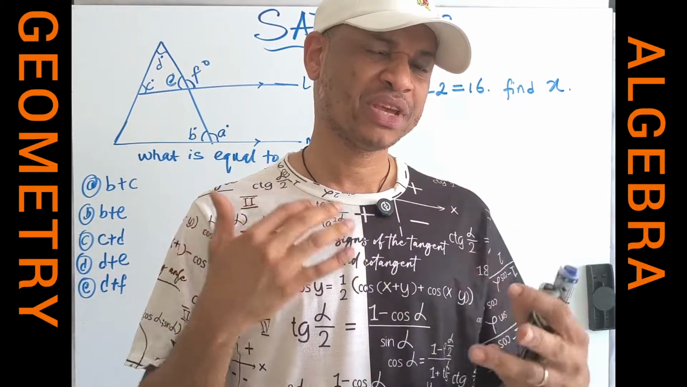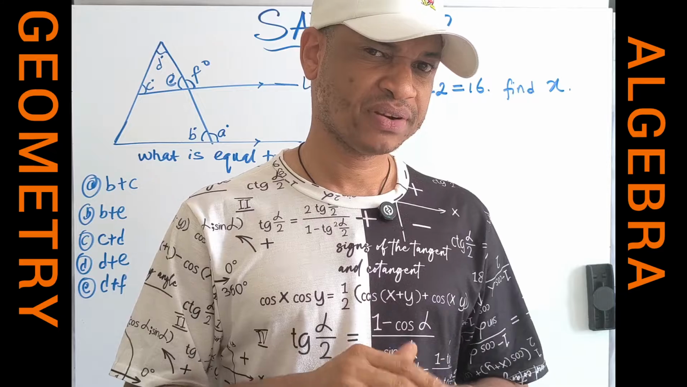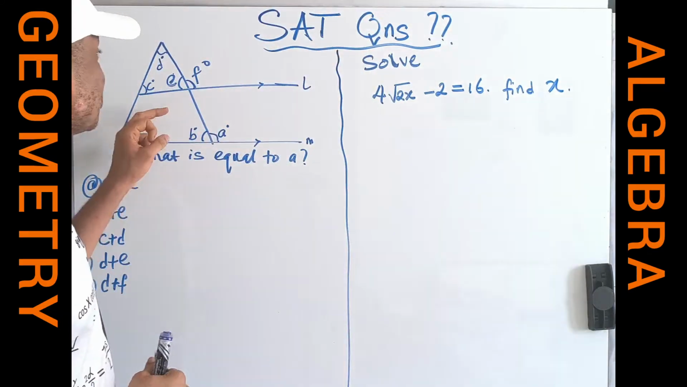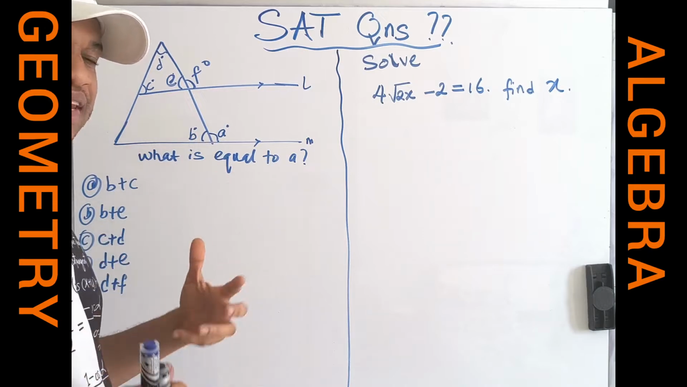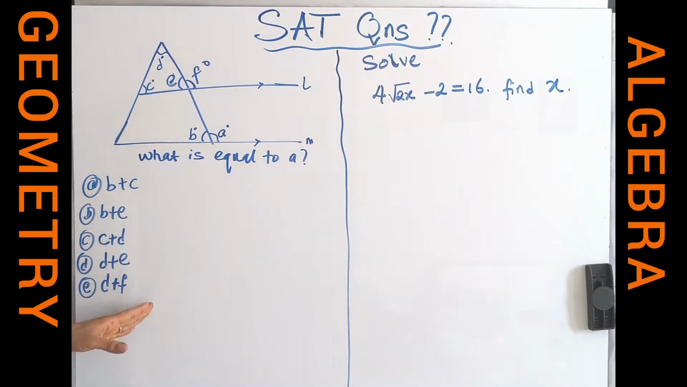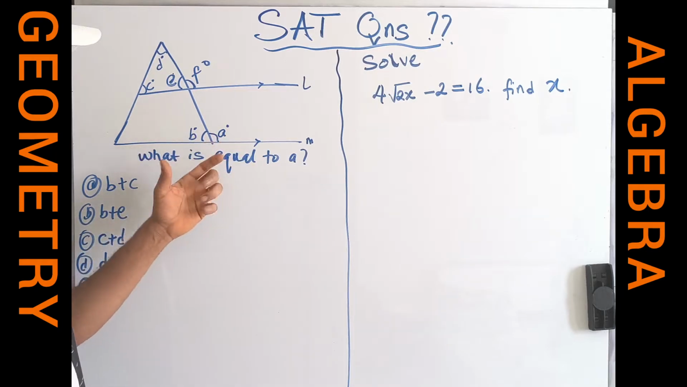So I'm just making some videos for those of you that are preparing for SAT, wherever you are in the world. All right, so this is on geometry, parallel lines, and this is algebra. Now we were told here to find which of the following is equal to A.